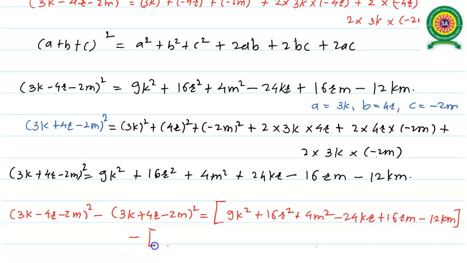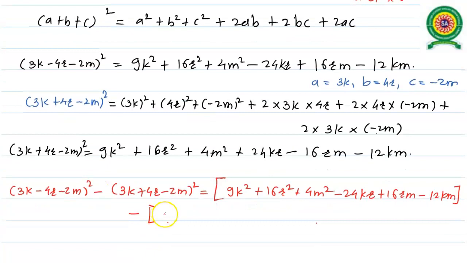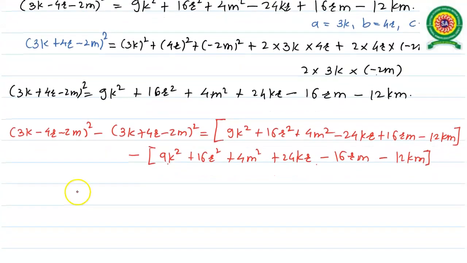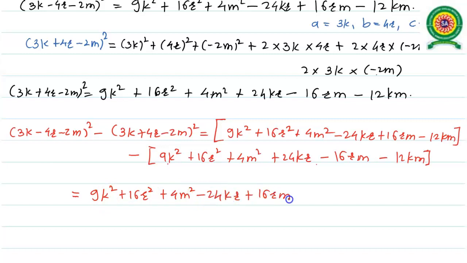Now the expansion of the second bracket is of the form 9k square plus 16r square plus 4m square plus 24kr minus 16rm minus 12 km. Now try to open all the brackets. The first bracket remains as it is, with no change: 9k square plus 16r square plus 4m square minus 24kr plus 16rm minus 12 km. While opening the second bracket, since the middle sign is minus, all signs change from plus to minus and minus to plus.